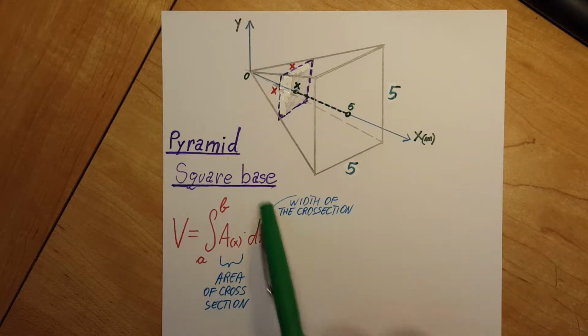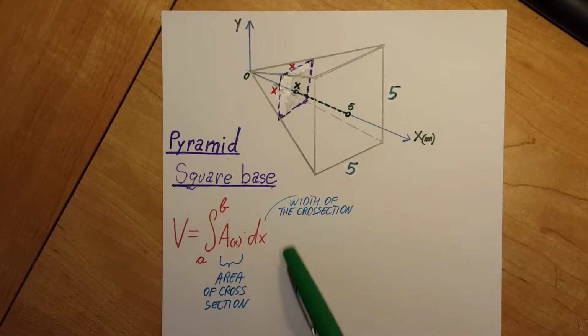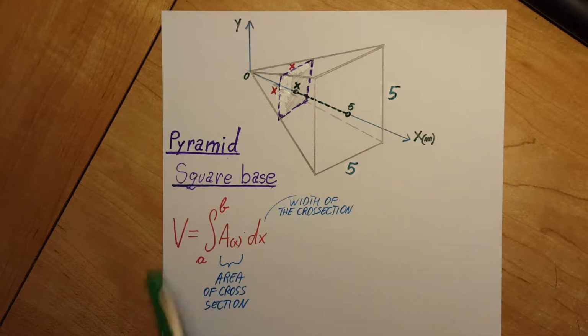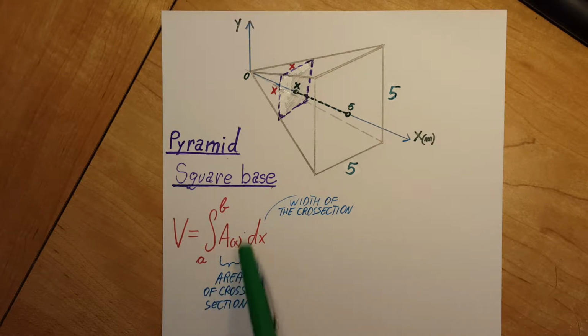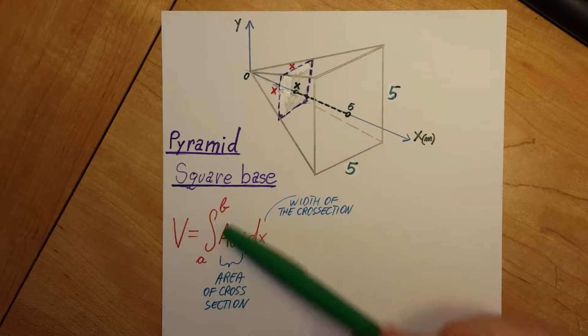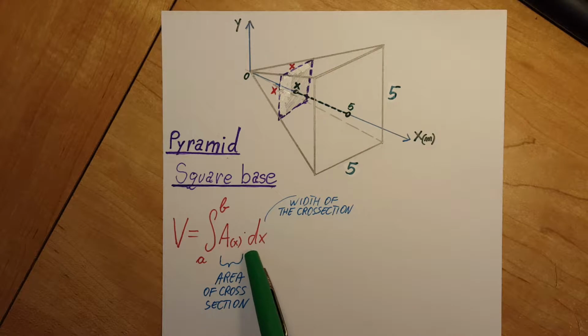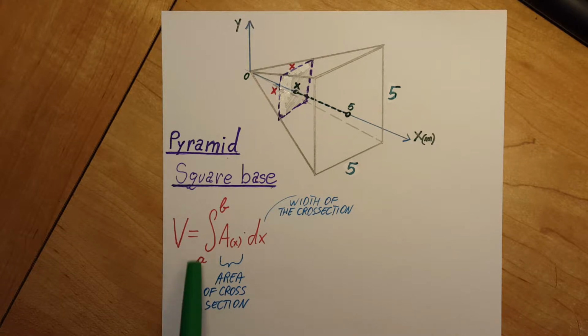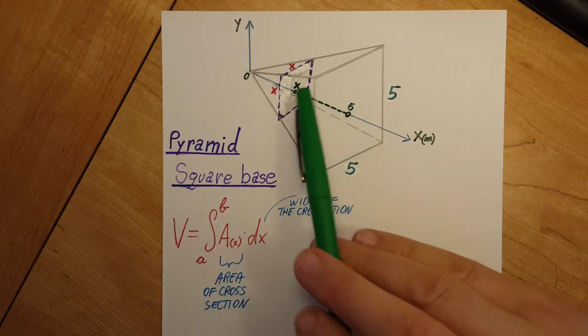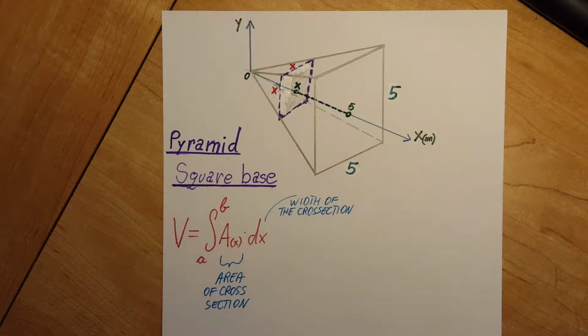Okay, this is the formula that I'm going to be relying on, or a setup. So the volume equals the integral of the cross-sectional area, A(x), times dx, which will stand for the width of our cross-section, and we're going to have the limits from a to b. Okay, let's see how all this applies for our situation here.